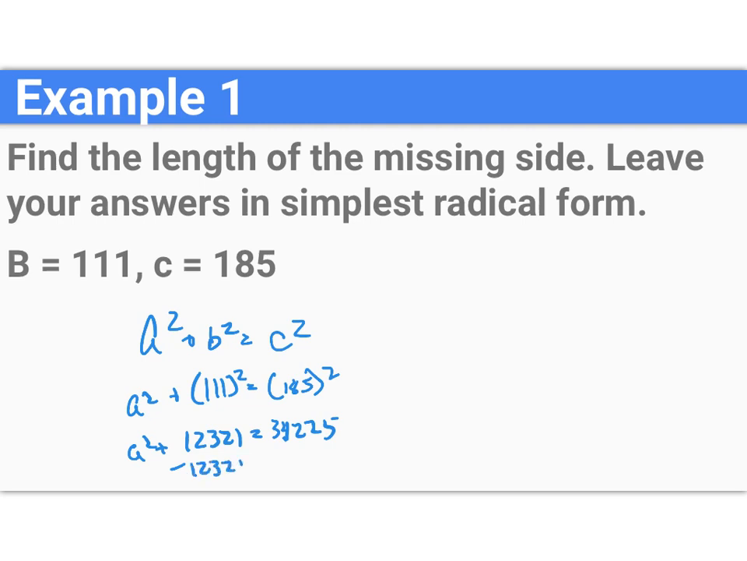Subtract 12,321 from both sides. a squared equals 21,904. And now what we're going to do is take the square root of a squared equals 21,904, and a equals 148.